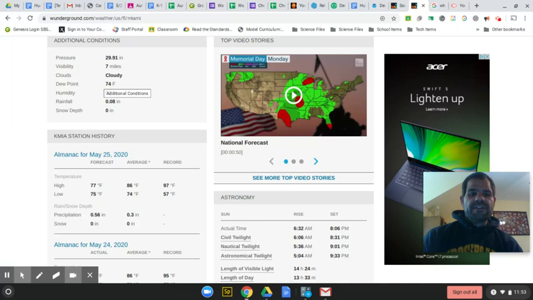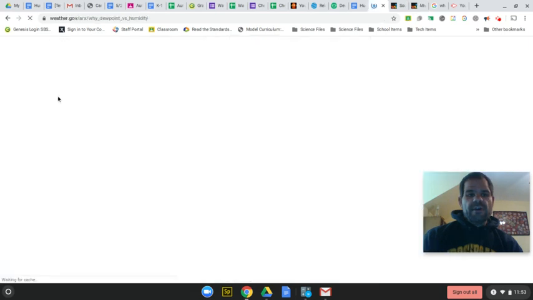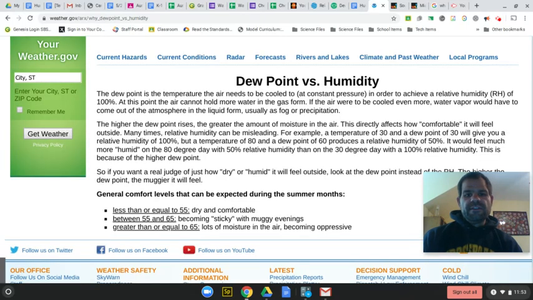So to sum this all up, I also found this little website here that kind of tells you, and I know it's coming from a reliable source, it's weather.gov. But this website kind of gives us a summary of dew point versus humidity. It says the dew point is the temperature the air needs to be cooled to in order to achieve a relative humidity of 100%. So if the dew point matches the outside temperature, let's say it's 50 degrees outside and the dew point is also 50 degrees, the air is completely saturated. It's 100% relative humidity.